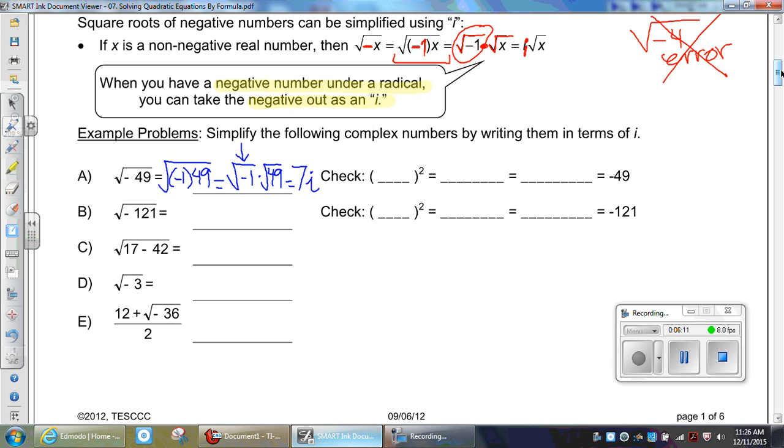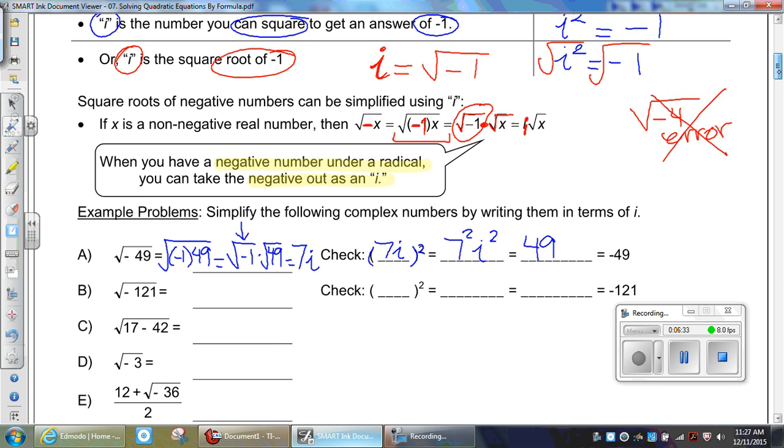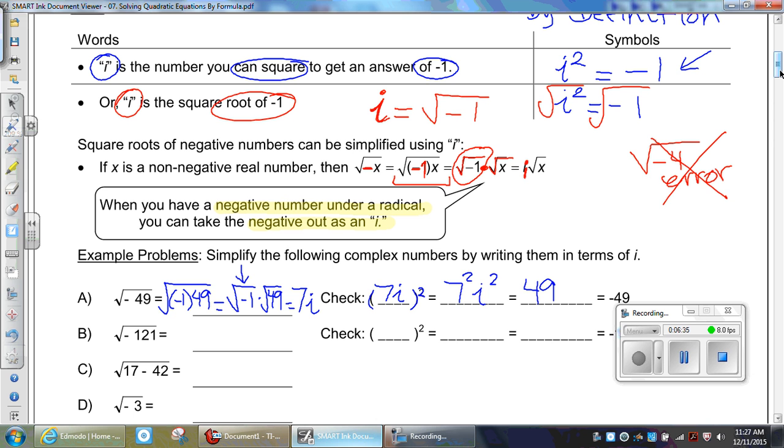Now, to check our solution, we have (7i) squared. But if you notice, we have everything inside parentheses, and then the square is outside. So that means that we're squaring the 7, and we're also squaring i. 7 squared is 49, and i squared, by definition, is what? -1, right? i squared is -1. So every time you see i squared, you're going to substitute it with a -1. Okay? That is very important that you remember.